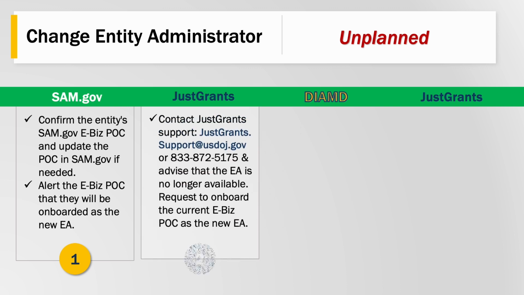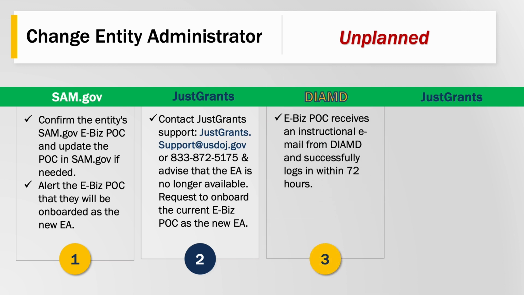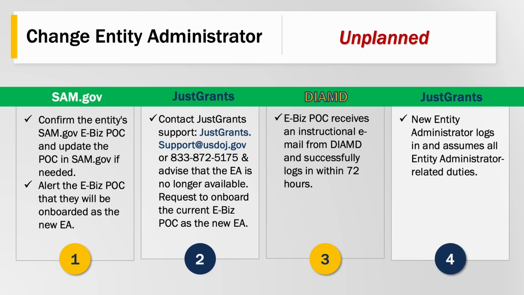In JustGrants, contact JustGrants support at justgrants.support@usdoj.gov or 833-872-5175. Advise that the entity administrator is no longer available and request to onboard the current eBiz POC as the new entity administrator. The new eBiz POC receives an instructional email from Diamond and must successfully log into JustGrants within 72 hours. In JustGrants, the new entity administrator logs in and assumes all entity administrator-related duties.